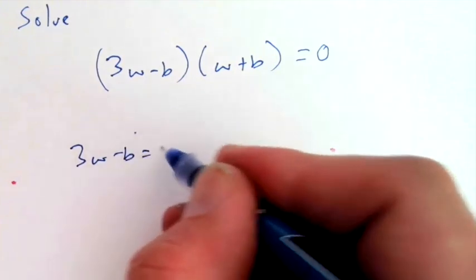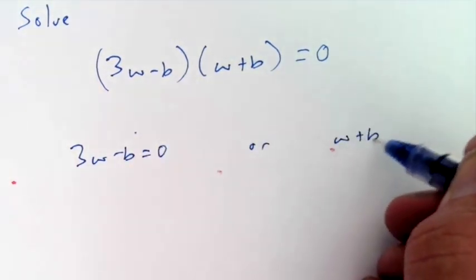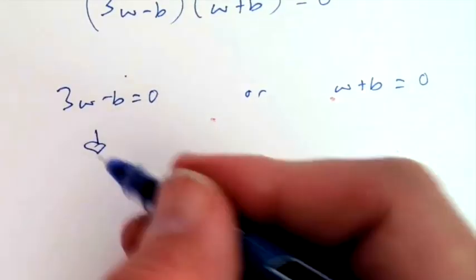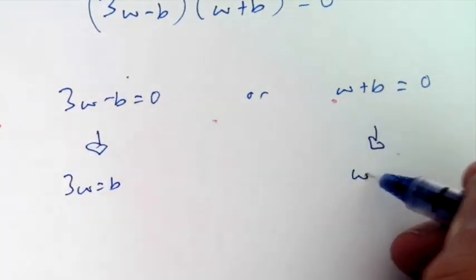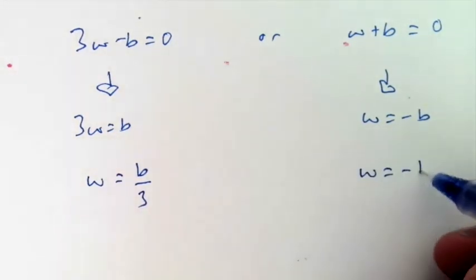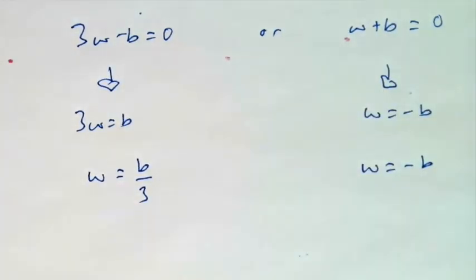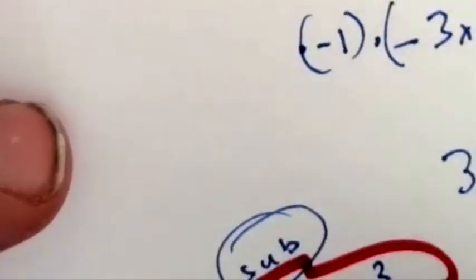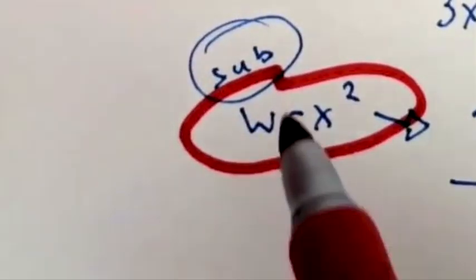3w minus b is equal to 0, or w plus b is equal to 0, which gives me 3w equals b, or w equals negative b. So w equals b over 3, or w equals negative b. Well, wait, what was w? W was a substitution I made a minute ago, where I made a new variable and said w is equal to x squared. So this was something I subbed in here.